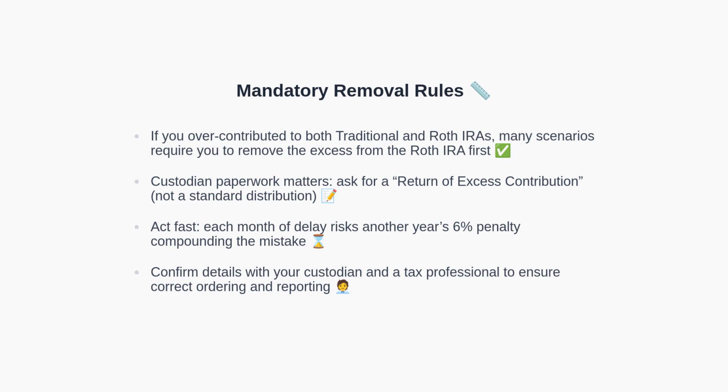When an investor overcontributes to both a traditional IRA and a Roth IRA, certain rules and custodial procedures may require that the excess be removed from the Roth IRA first. To implement this, contact your IRA custodian and request a return of excess contribution, which is different from a typical distribution. Act quickly, because delays may result in the 6% excise tax applying for additional years. Always confirm the specific requirements and forms with your custodian, and consult a qualified tax professional to ensure the ordering and reporting are correct for your situation.